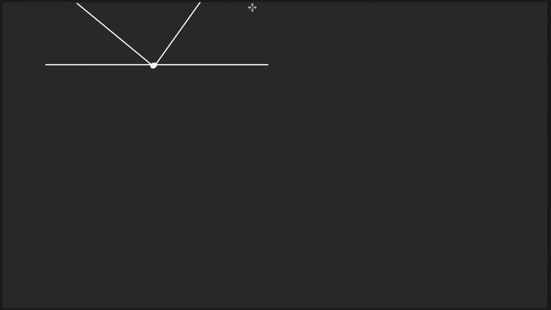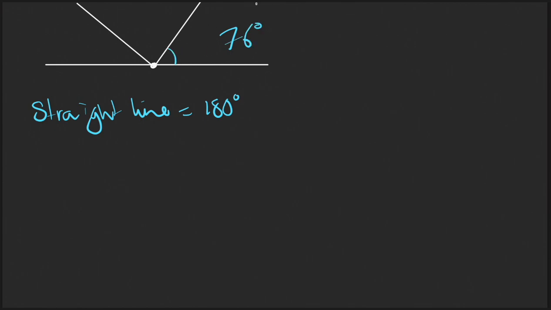Okay, and let's do one more question. So a straight line equals 180 degrees. Let's say part of this is 76 degrees. Part of this is 37 degrees. What is this angle? Work it out. Please pause the video if you want to work it out, or if you want to see a step-by-step tutorial on how to work this out.